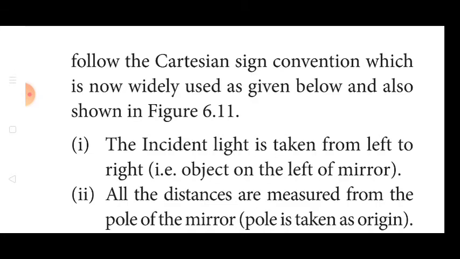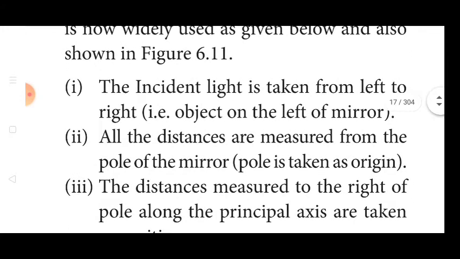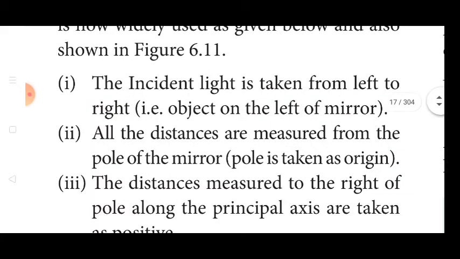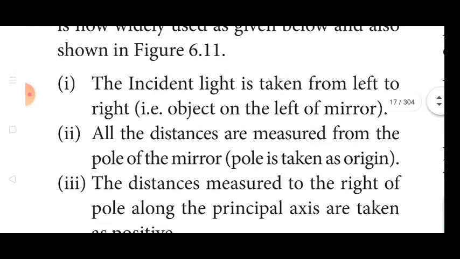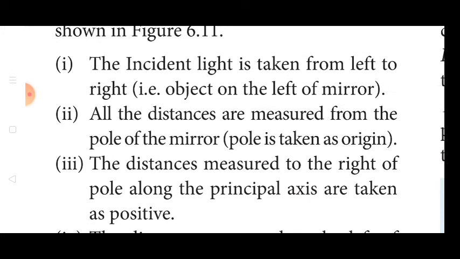The first point is the incident light is taken from left to right. That means the object is on the left of the mirror. Point 2. All the distances are measured from the pole of the mirror. That means the pole is taken as the origin. Third point.